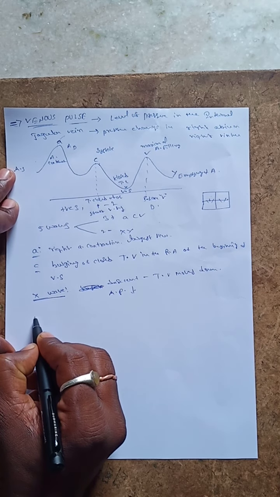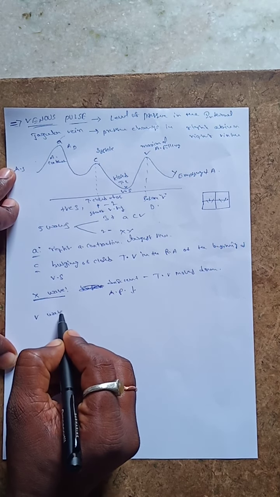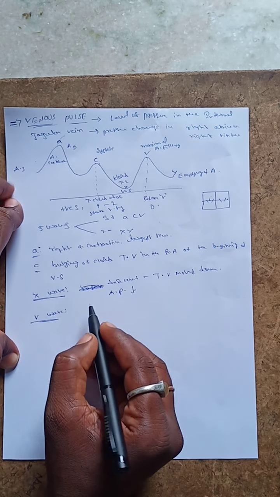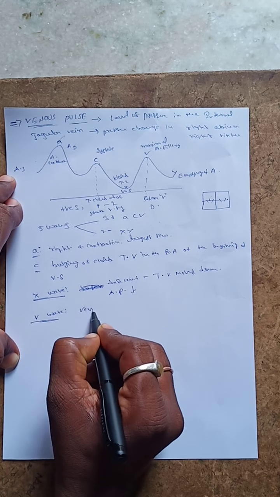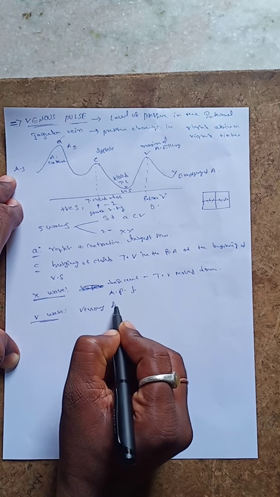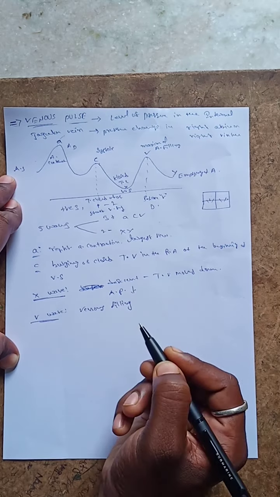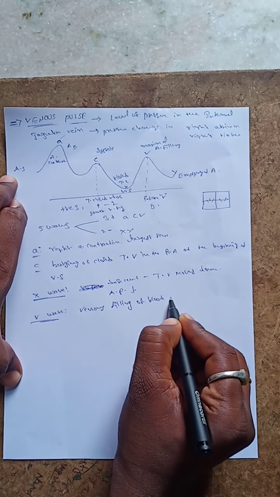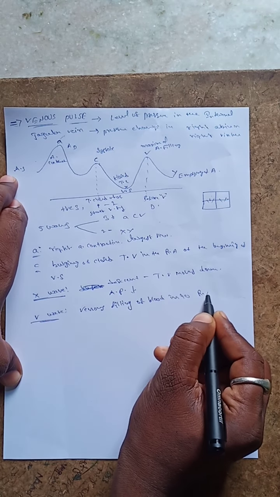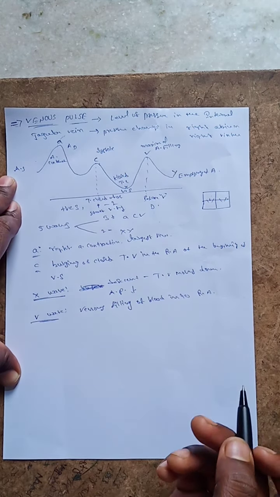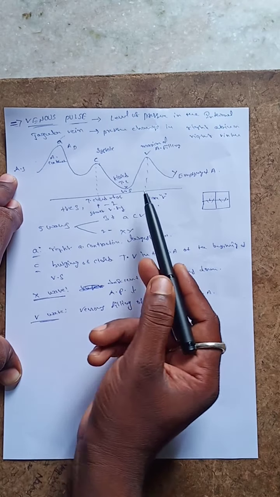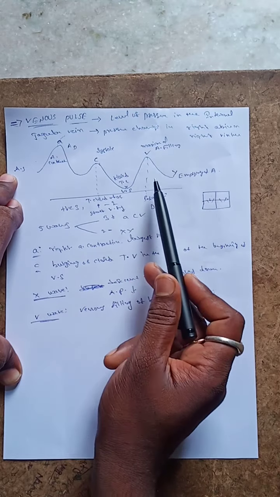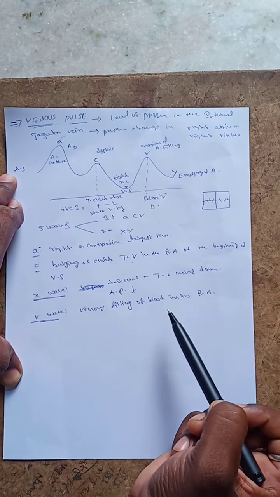And the next one is the V wave. The V wave is the venous filling of blood into the right atrium. Up to here, the atrial pressure has completely decreased, and the V wave is the venous filling of blood.